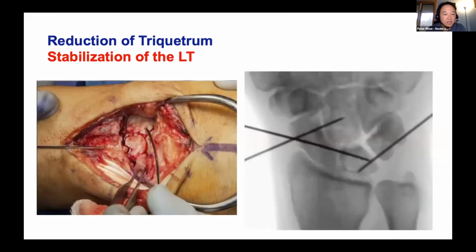And at this point, you can do the same concept of putting your pin to the triquetrum, getting it reduced, firing that pin across. And now you haven't done any ligament repairs, but you've gotten the carpus anatomically reduced, and now you can take a breath and repair all these ligaments.